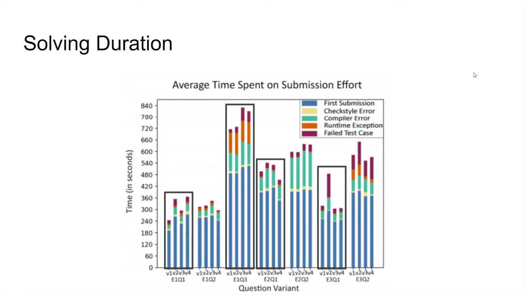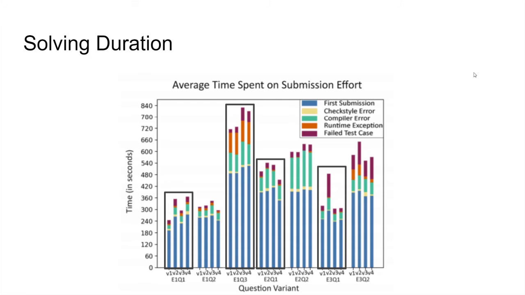Moving to solving duration, we can see that there are statistically significant differences for 4 of the questions asked, including our E3Q1 linked list question. We provide insights into the other 3 questions, but for now we stick with our E3Q1 linked list question. So for E3Q1, after pairwise comparisons, we find statistically significant differences between variant 1, count even, and variant 2, count odd, variant 2, count odd, and variant 3, count positive, and variant 2, count odd, and variant 4, count negative.